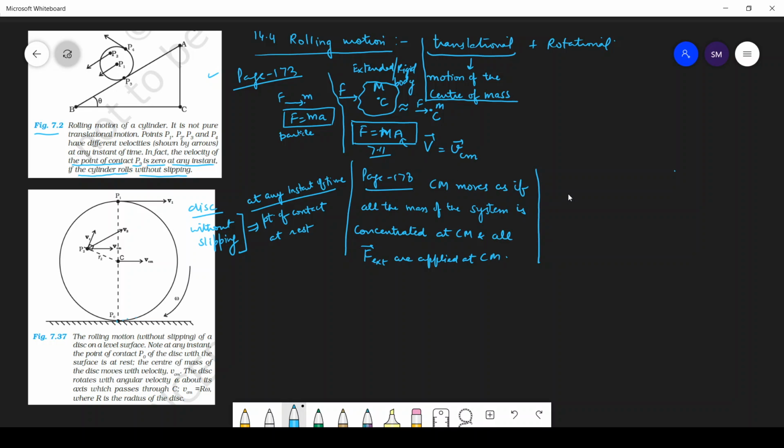Now, this is your extended body, the disk. This is your rigid body, and we will be studying the motion of the center of mass. So in the formulas, whose velocity, whose acceleration we are going to take, that we are going to take of the center of mass.